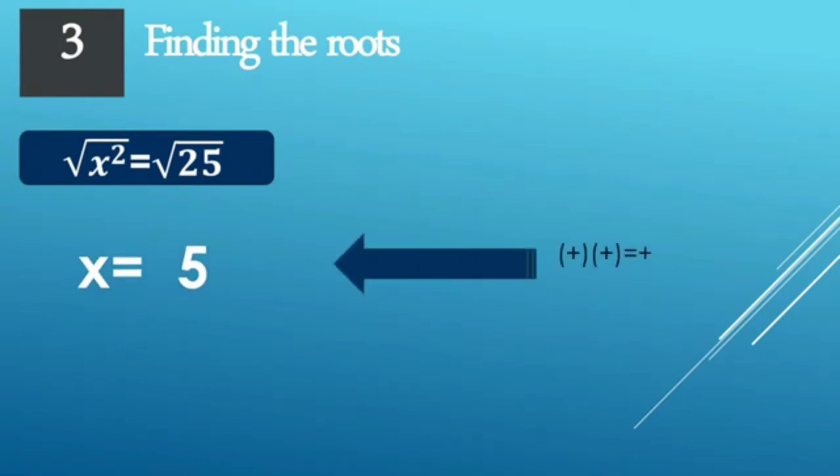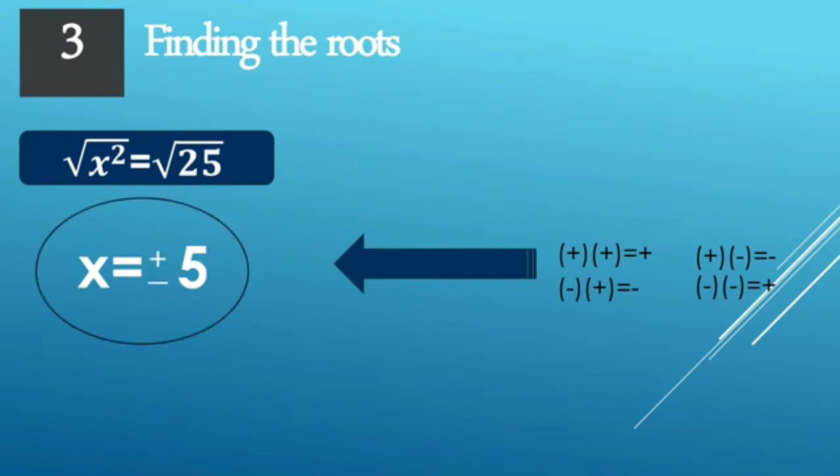A positive multiplied by a positive number is a positive number. A positive number multiplied by a negative number, and vice versa, will not produce a positive number, so that is rejected. Meanwhile, a negative multiplied by a negative also produces a positive number. Therefore, this equation has two real solutions.